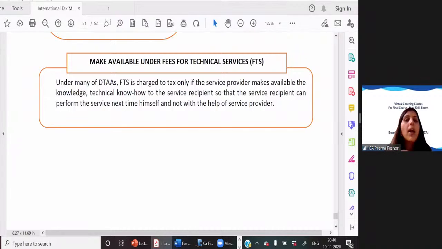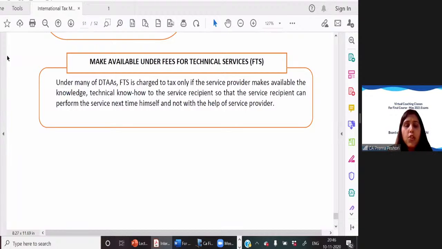And DTAA provides this kind of definition of FTS. So again, this definition is very narrow compared to the definition under Act. So under India US DTAA, if this definition is existing, then the provision of DTAA will apply and not the Act because they are more beneficial to the assessee. Clear? Any doubt?